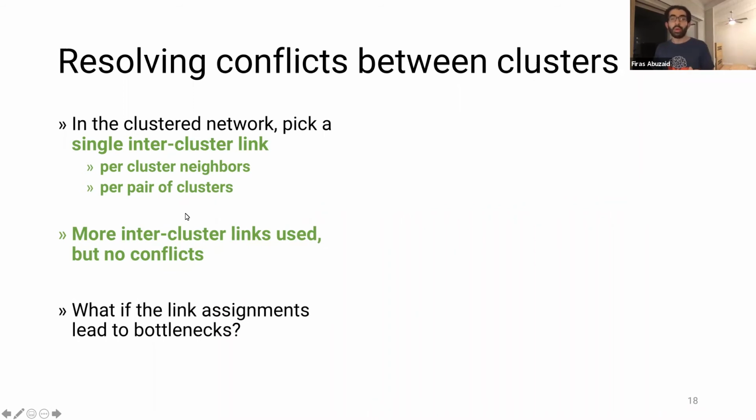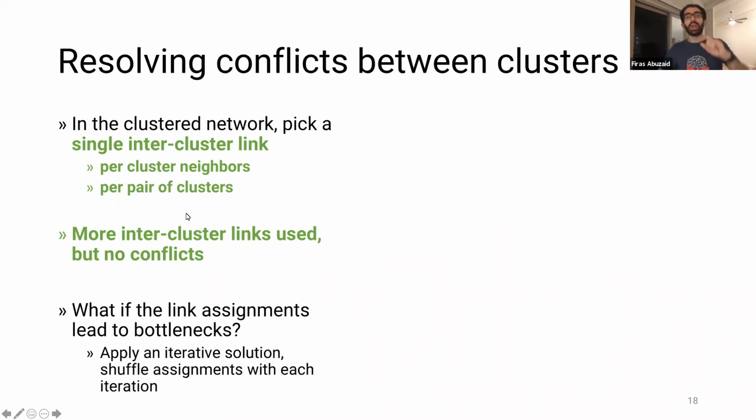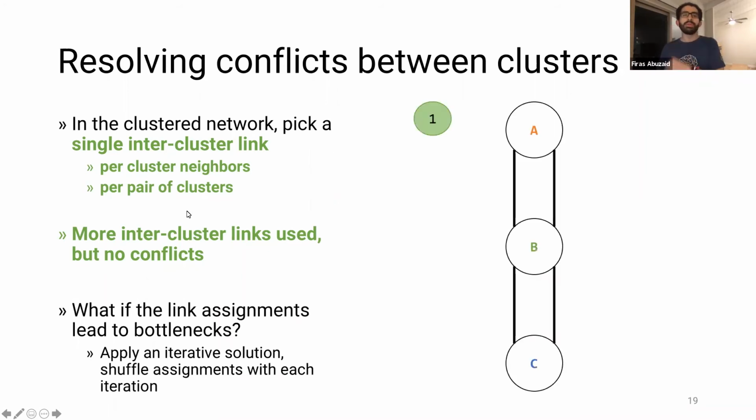So to account for that, we apply an iterative approach and shuffle the link assignments with each iteration. The best way to understand this is through an example. Here we have three clusters, A, B, and C, connected in a chain with two intercluster links between each.